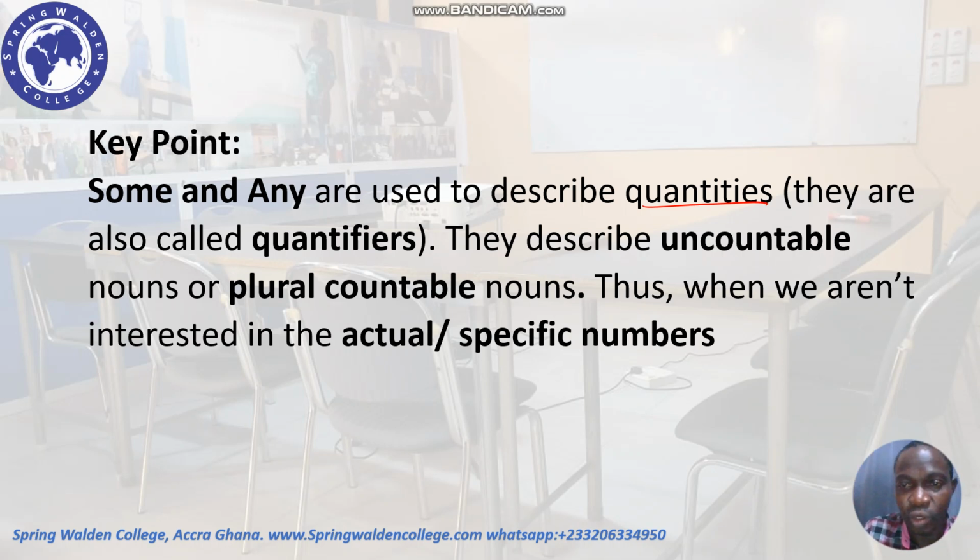But not all quantities. They are used to describe uncountable nouns and what? Plural countable nouns. And sometimes we call them quantifiers. Okay, we use them when we don't want to give the actual numbers or the specific number of countable nouns, so we use some or any to describe it. So basically that's the introduction. I'll give you some information about uncountable nouns and plural countable nouns.